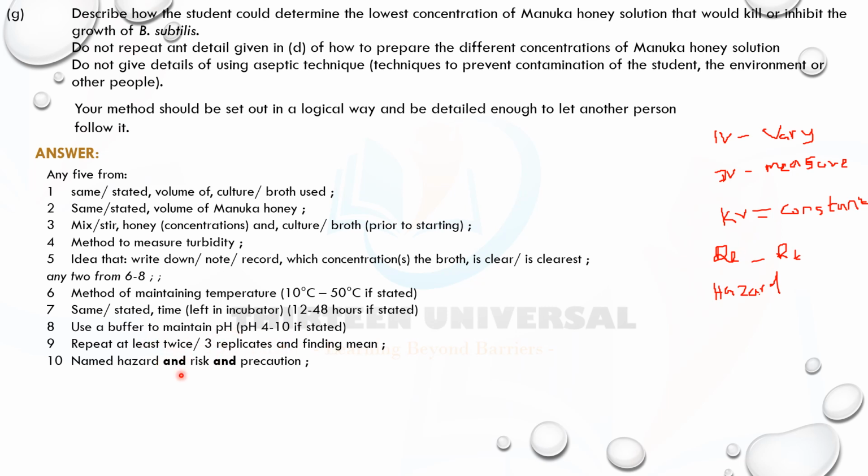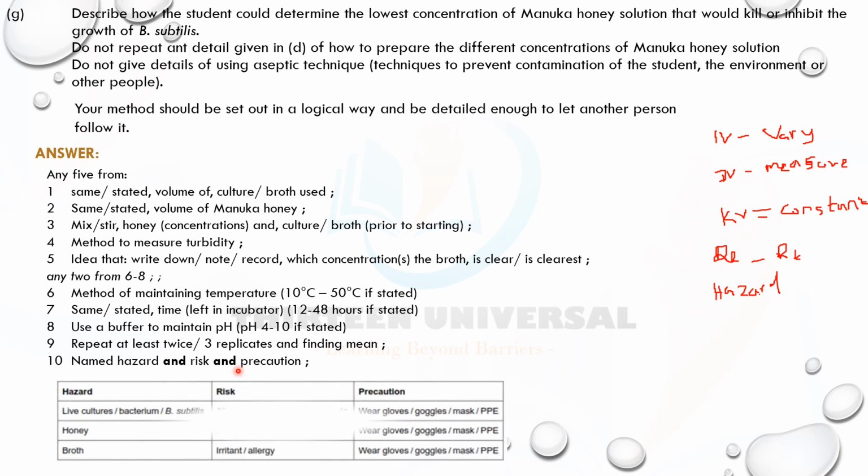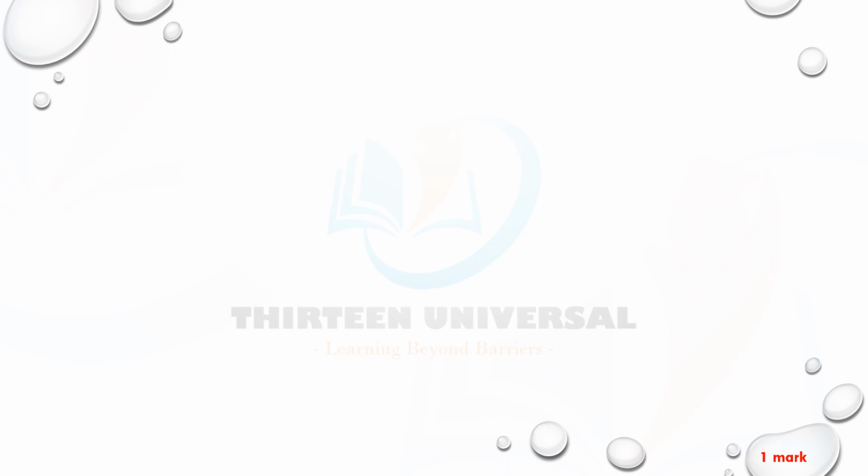Repeat 3 times, okay, find the mean. Now see the hazard. So run away from the hazard. Live cultures: allergy, infection. This is what to do. Wear gloves. Honey can be allergic, so wear gloves. Broth is an irritant, wear gloves. Okay. All right, guys, 5 marks, not a joke.